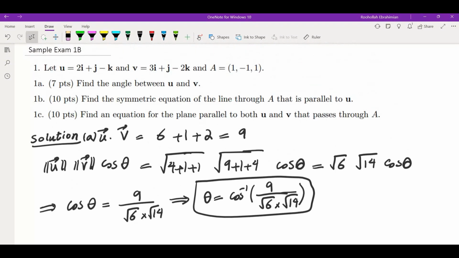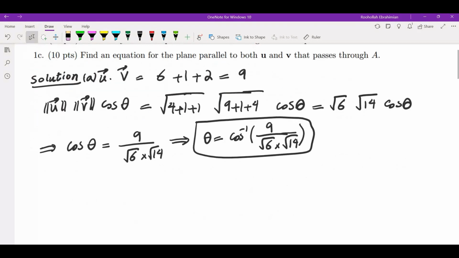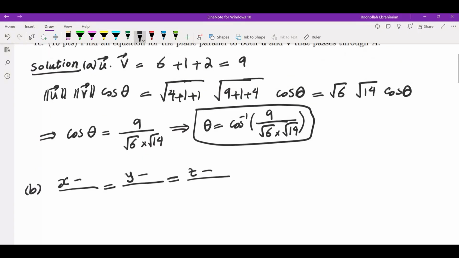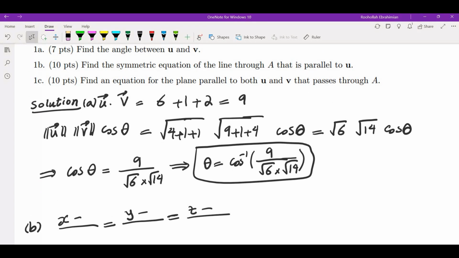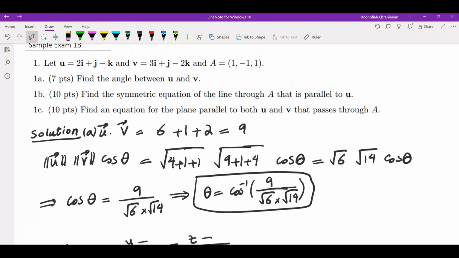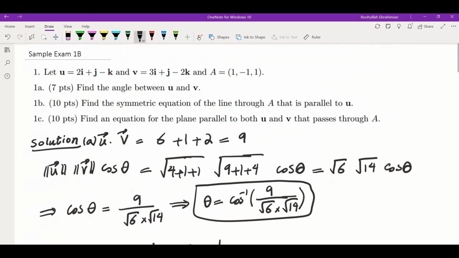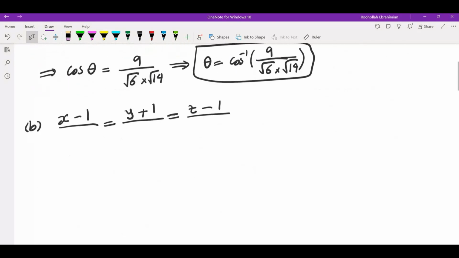Find the symmetric equation of the line through A that is parallel to u. So it's a line through A that is parallel to u, and they're asking you for the symmetric equation. So the symmetric equation would look like this. So we have x, y, z, and then we put the point on the numerator. So A would go on top, so x minus 1, y plus 1, and then z minus 1, because the point was (1, 1, -1). And it's parallel to u, so it would be 2, 1, negative 1, because u was 2i plus j minus k.